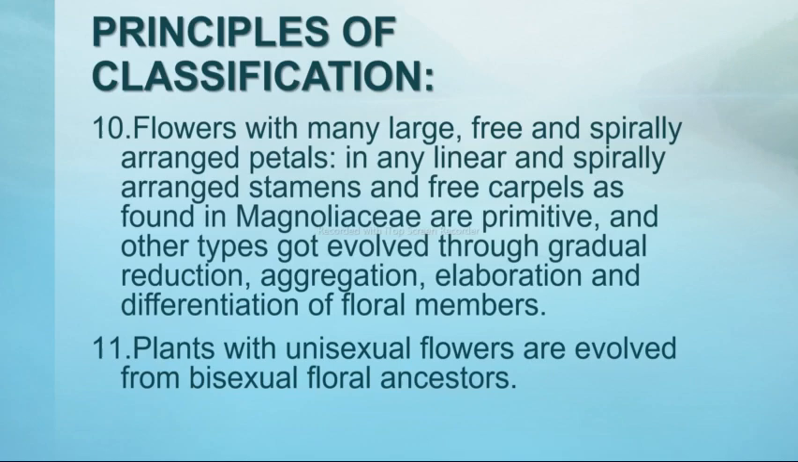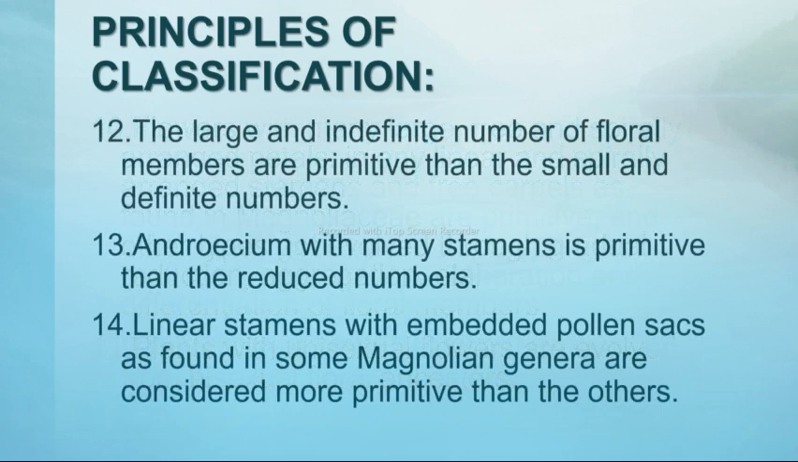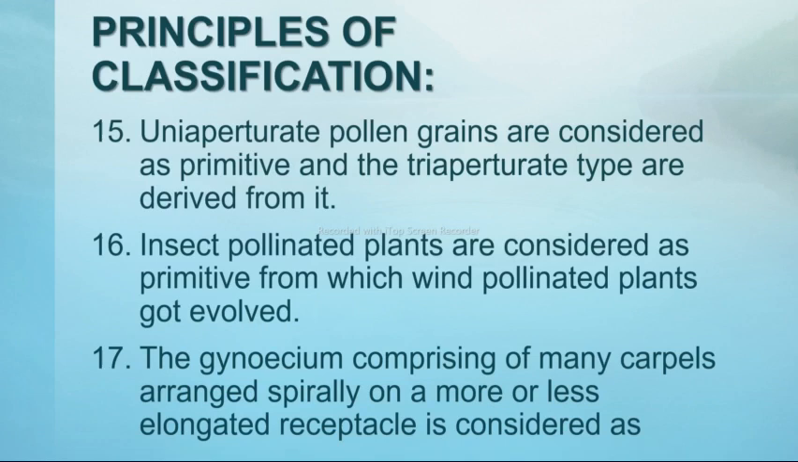11th, plants with unisexual flowers evolved from bisexual floral ancestors. 12th, a large and indefinite number of floral members is more primitive than a small and definite number, and androecium with many stamens is more primitive than a reduced number. Linear stamens with embedded pollen sacs, as found in some magnolian genera, are considered more primitive than the others. The uniaperturate pollen grains are considered primitive, and the triaperturate type is derived from it. 16th, insect pollinated plants are considered primitive, from which the wind pollinated plants evolved.